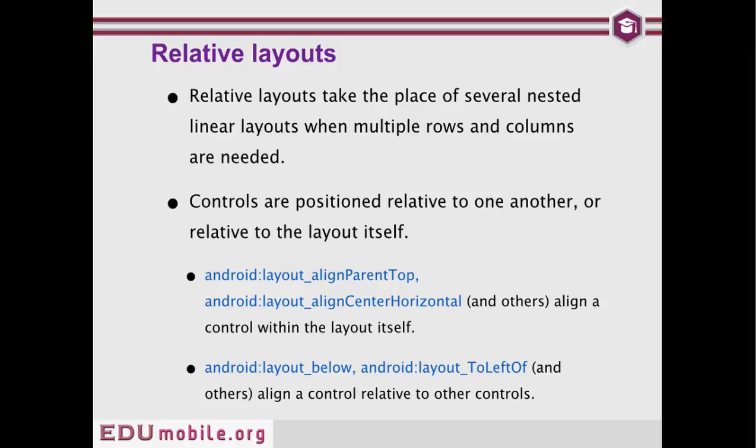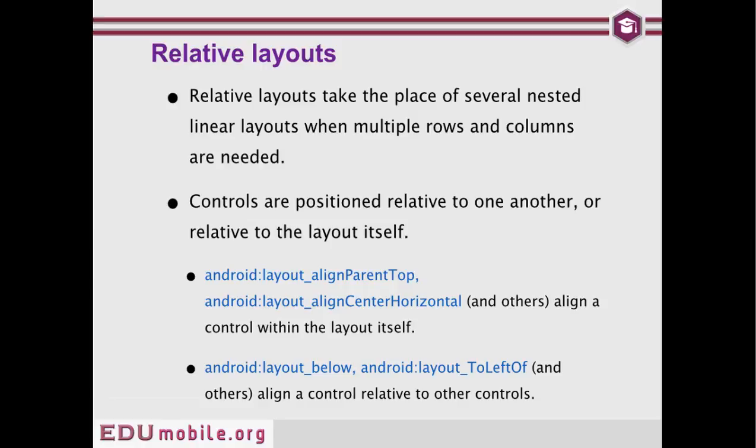Now, the second type of layout is a relative layout, and these become more important as we go forth with Android development. Relative layouts take the place of nested linear layouts when we need multiple rows and columns in a layout. In a relative layout, controls are positioned relative to one another, hence the name, or relative to the layout itself. So we have attributes like android:layout_alignParentTop, android:layout_centerHorizontal, and many others to align a control within the layout itself.